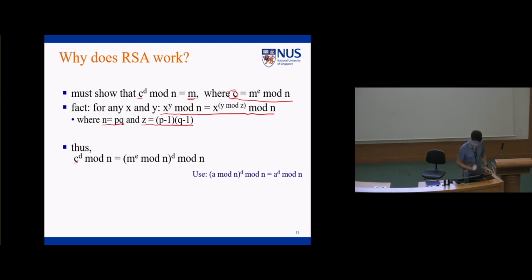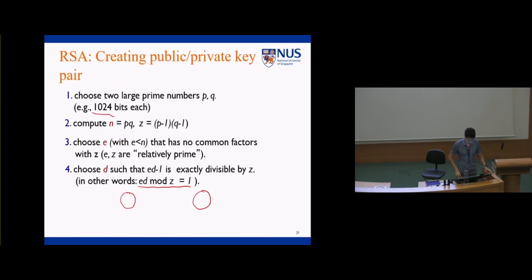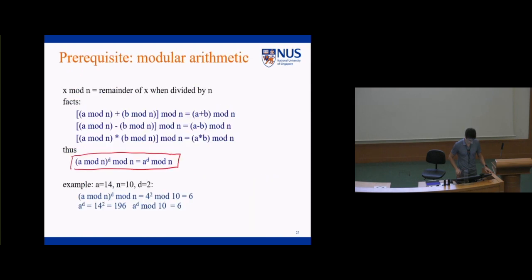C was your ciphertext, and this is how it was calculated. So I put it here. And now we are using this property, which you saw in the previous slides. If you are exponentiating a mod n, this is equivalent to a to the d mod n.